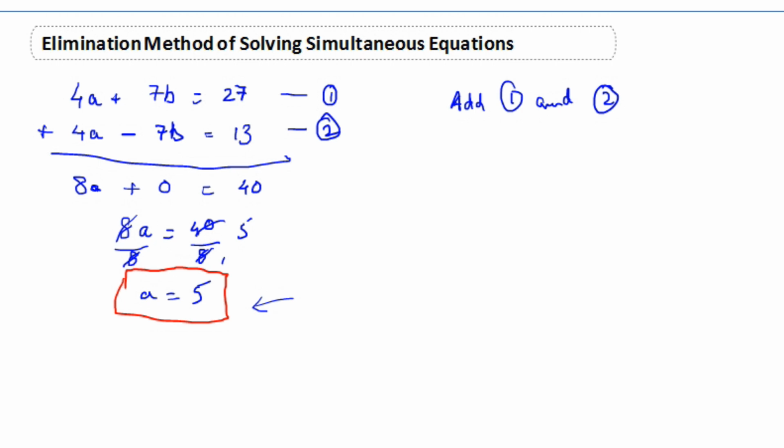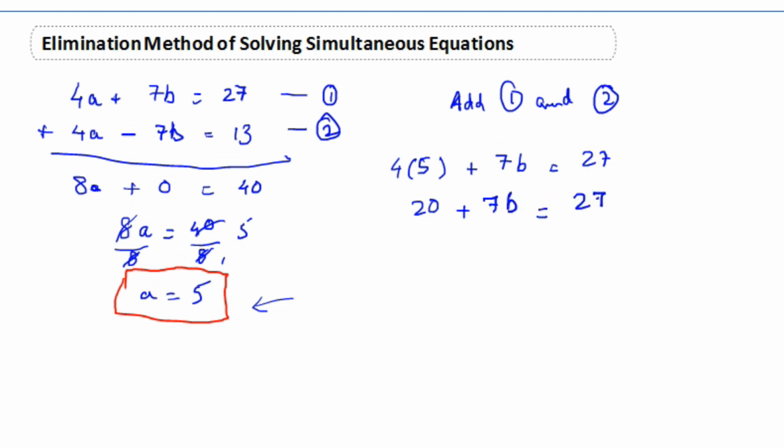So I'll plug it into equation number 1 and let me see what I get. So 4 times a, so instead of a I will use the value of a now. The value of a is 5, so I say 4 times 5 plus 7b is equal to 27. 4 times 5 we know is 20. 20 plus 7b should give us 27.